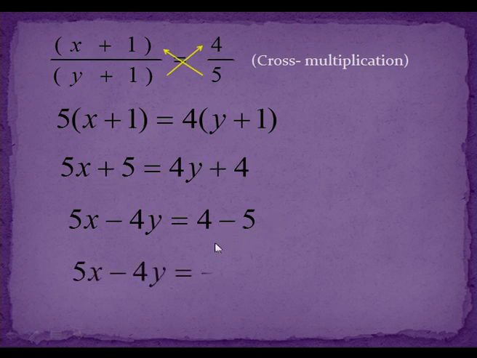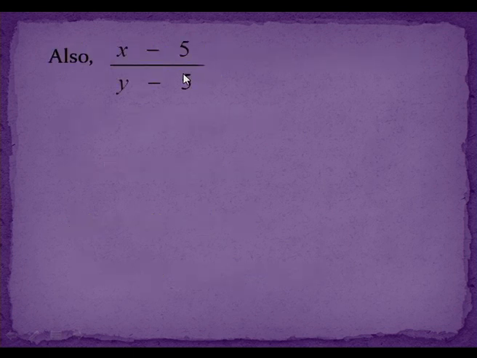So, what is the equation we are getting? 5x minus 4y is equal to minus 1. Let us number this equation as 1. What is the other situation given to us? When 5 is subtracted from numerator and denominator, we get 1 by 2.